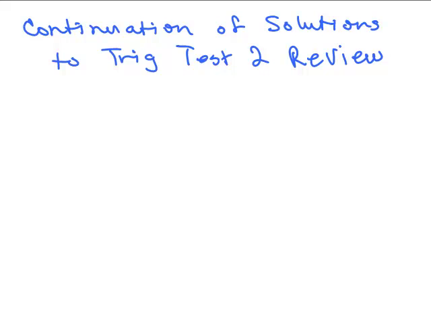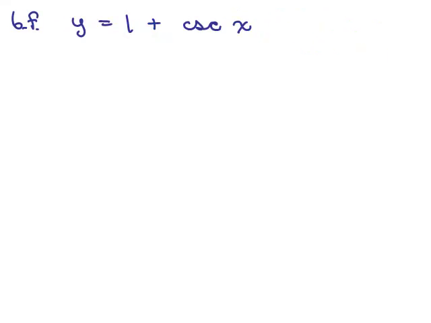This is a continuation of solutions to the Trig Test 2 review. Alright, so we're going to graph 6f, y equals 1 plus the cosecant of x. Again, we're going to have some asymptotes because the cosecant is the reciprocal of sine. And just remember that the cosine and sine have no asymptotes, everything else has some asymptotes.